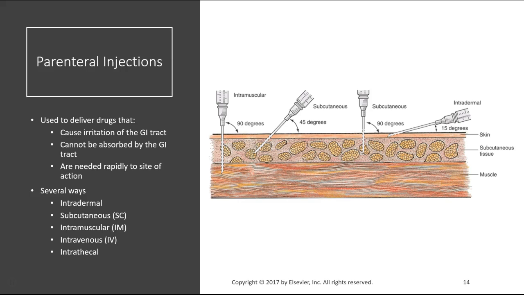So several ways. There's intradermal, subcutaneous, intramuscular, intravenous, and intrathecal. So as you can see, your intramuscular, we're at 90 degrees here, and subcutaneous 45 and 90, so it's 45 to 90. And then intradermal, that's what your TB tests are, so right there.